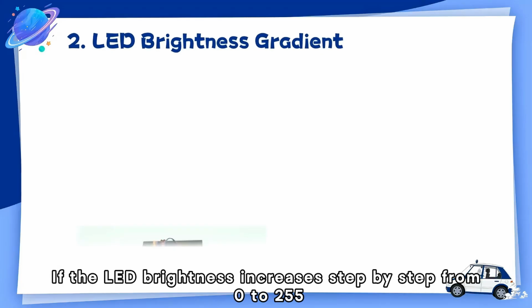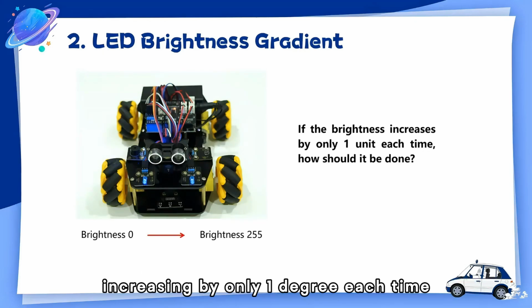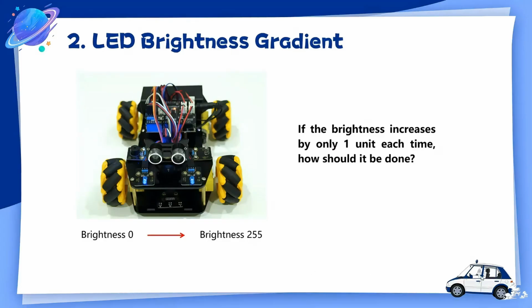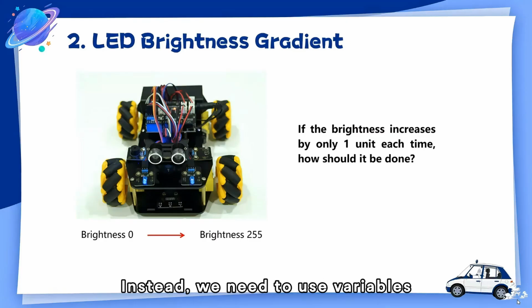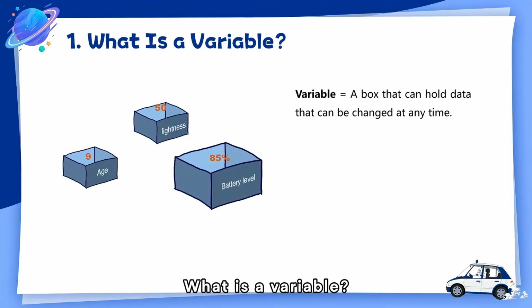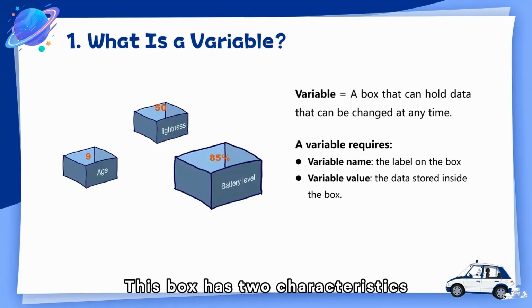If the LED brightness increases step by step from 0 to 255, increasing by only 1 degree each time, how to control it through programming? The previous programming method won't work anymore. Instead, we need to use variables. Part 3. What is a variable? A variable, simply put, is a box that can hold data that can be changed at any time. This box has two characteristics.